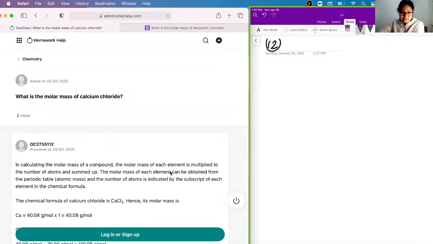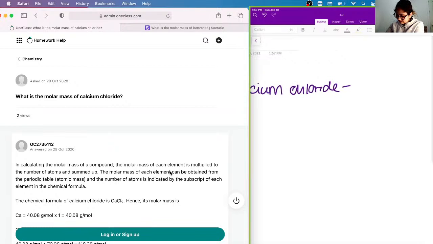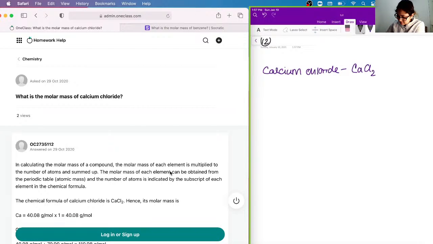Okay, so our next question says, what is the molar mass of calcium chloride? Okay, so calcium. Okay, so the chemical formula for calcium chloride is CaCl2. Okay, and to find the molar mass of calcium chloride, we should break this down into the individual atoms.